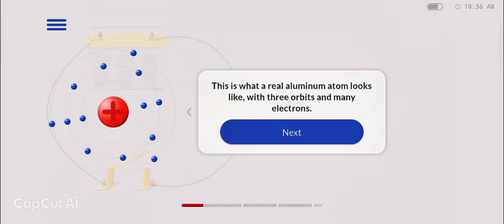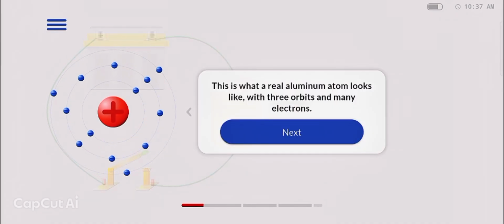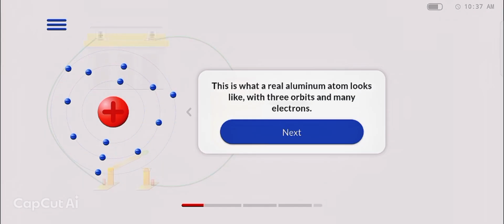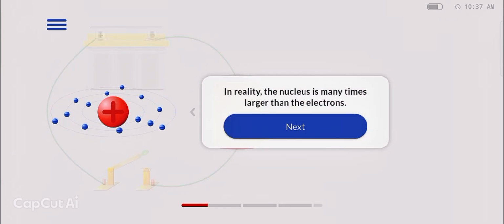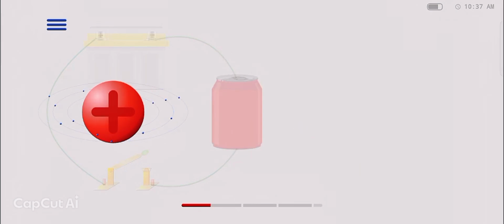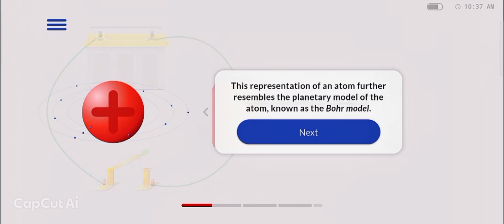This is what a real aluminum atom looks like, with 3 orbits, many electrons. In reality, the nucleus is many times larger than the electrons. This representation of an atom further resembles the planetary model of the atom, known as the Bohr model.